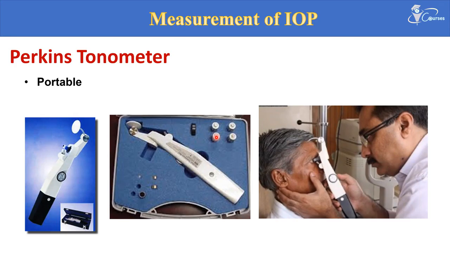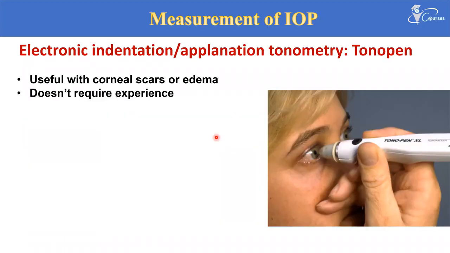A less accurate device, but easier to use and with more flexibility, is the TonoPen. It is an electronic device which is called electronic indentation or applanation tonometry. With this device, we are doing applanation over the cornea by just tapping over the cornea, like 10 or 15 taps, and it will record the intraocular pressure.